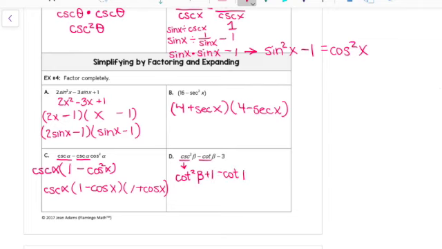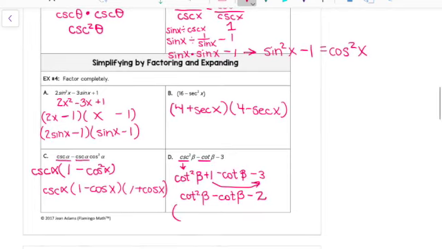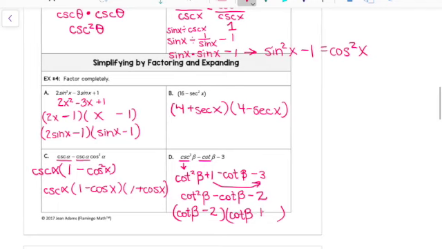Then I could do the cotangent beta minus 3. Then I combine those. And now it looks exactly like example 1. Not exactly, but same idea, using the same knowledge. Has to be a -2 and a +1 in order to multiply to get -2 and add to get -1.